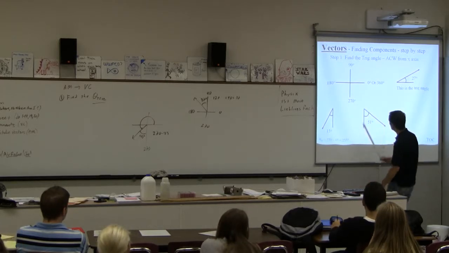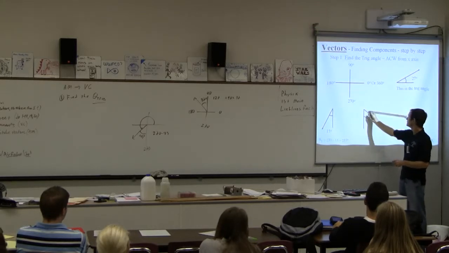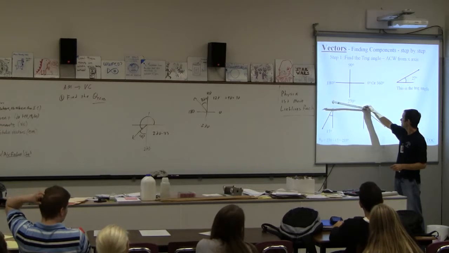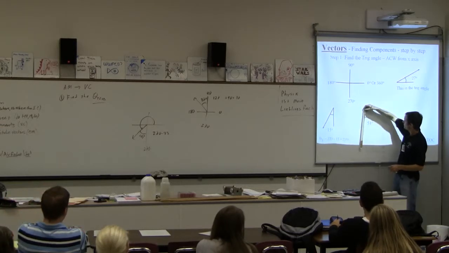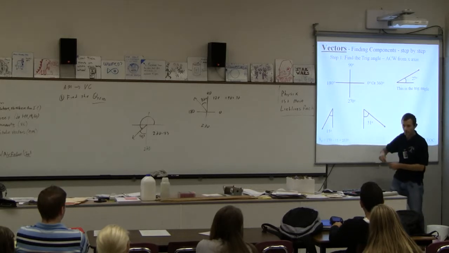How about that? Is that the trig angle? Oh no, it's beyond 270. So it's like 0, 90, 180, and it's beyond 270 by 51 degrees. Is that 321? Yeah, there we go.